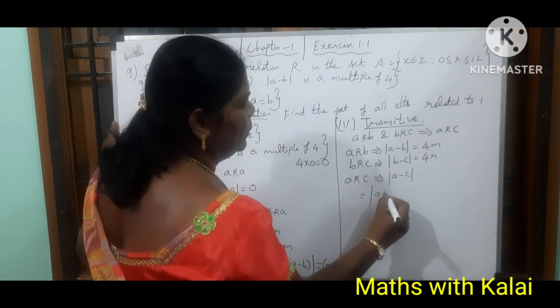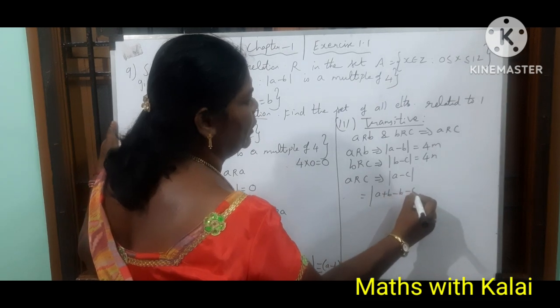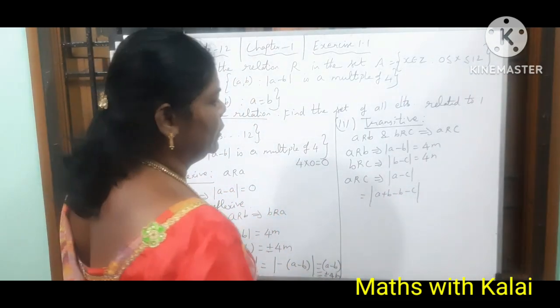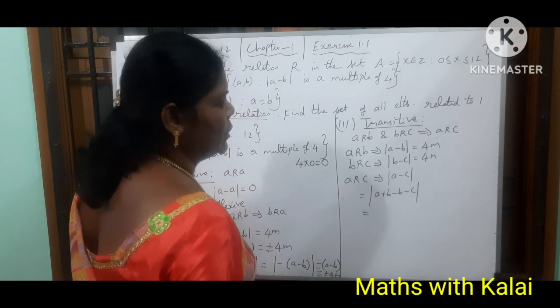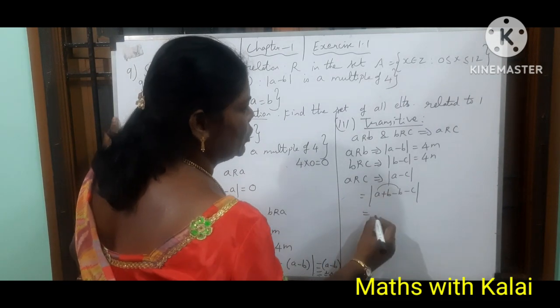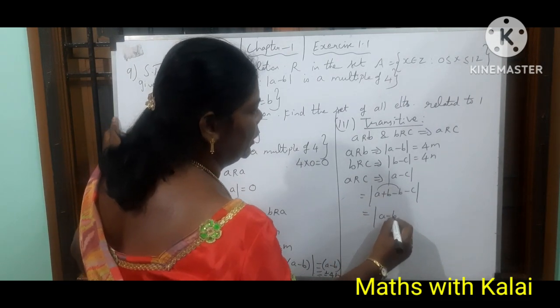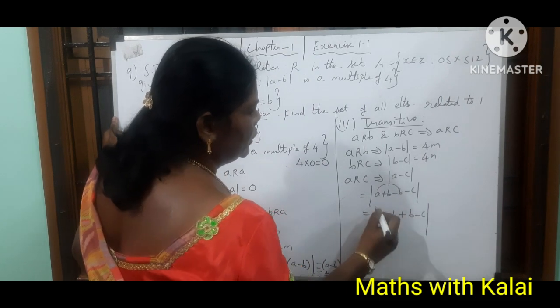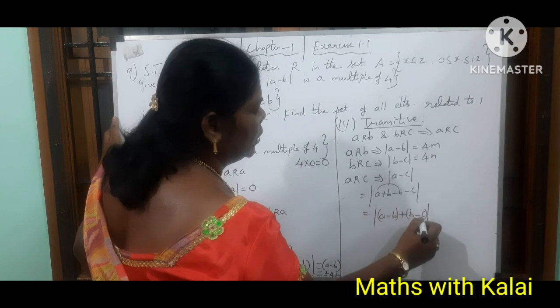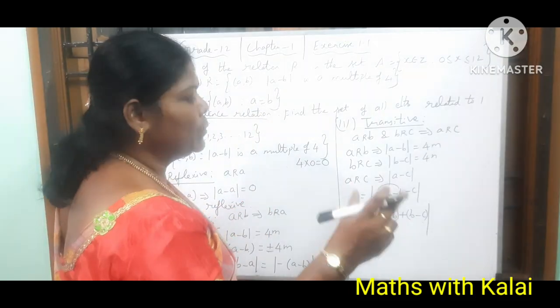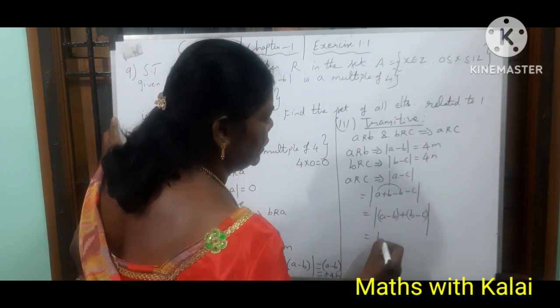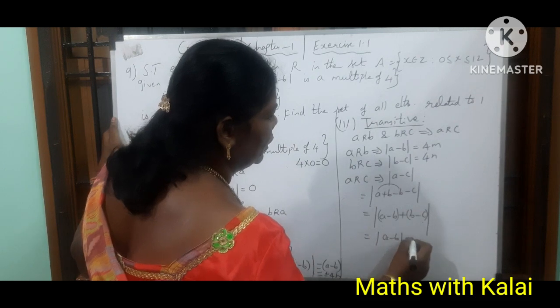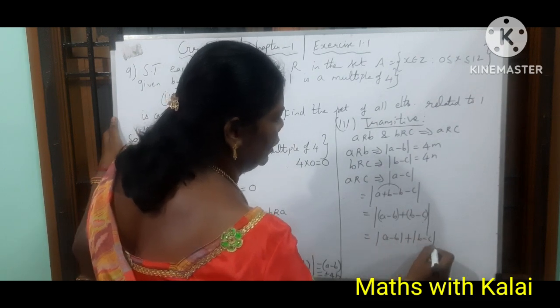Now in this A minus C, I add a plus B and a minus B, so it becomes A plus B minus B minus C. We are writing it like this, adding and subtracting B. Keep these two together, so modulus of A minus B, and then B minus C together. Put one bracket for this. Modulus of a sum can be written as mod A plus mod B. So this is equal to modulus of A minus B plus modulus of B minus C.